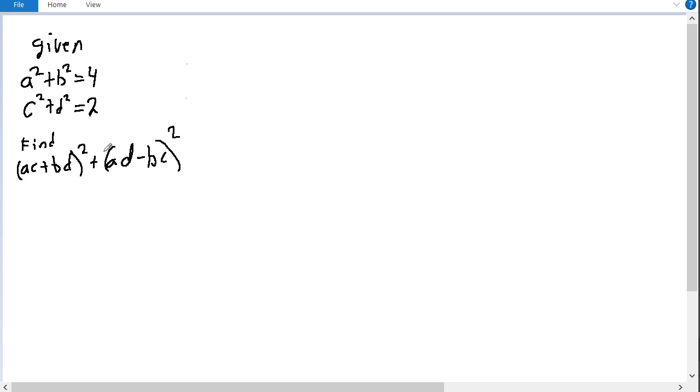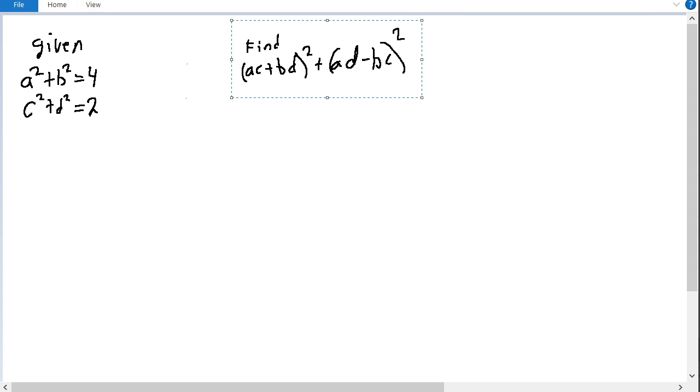So instead, we have to look at this bottom part and think, is there some way I can manipulate these numbers such that I can plug in these values for 4 and 2? Is there a way I can find a squared plus b squared and c squared plus d squared in these numbers? Well, to start, first thing we should probably do is multiply it out. So I'm going to take this and move it up here. And I mean multiply it out, not factor.